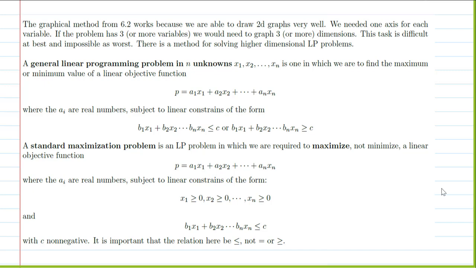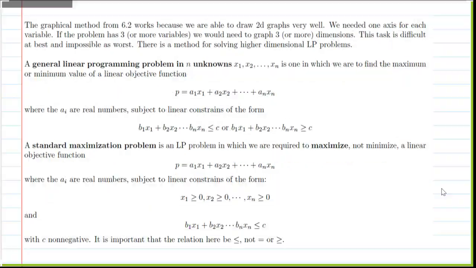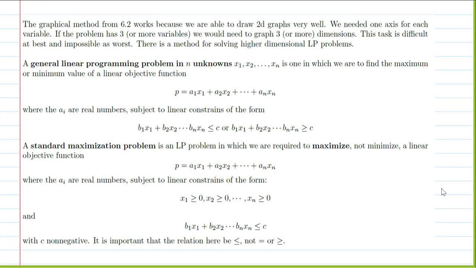So a general linear programming problem in n unknowns, so x1, x2, all the way through xn, is given by, we have our objective function p, which is a1x1 plus a2x2 all the way out to anxn, where the ai's are real numbers, subject to some constraints where we have constants times our variables, and they are either greater than or equal to or less than or equal to something.